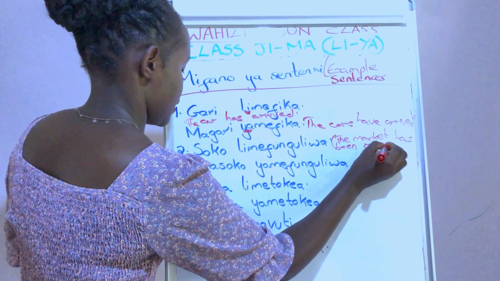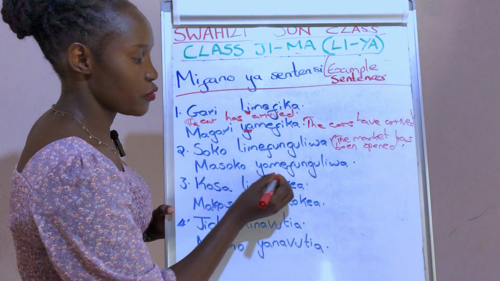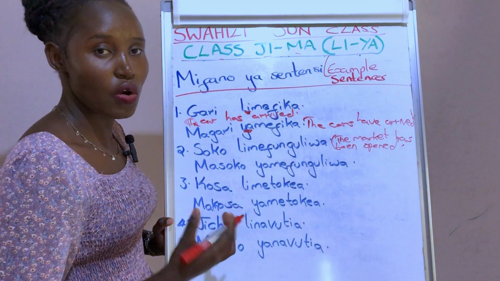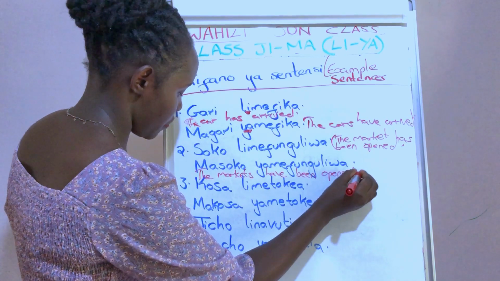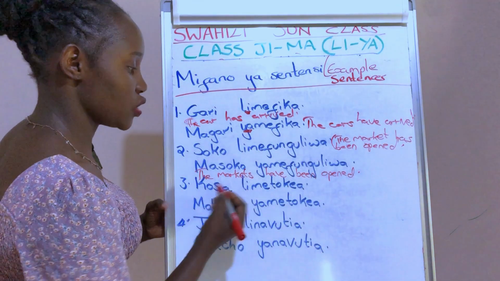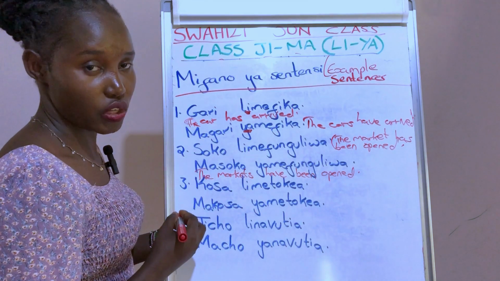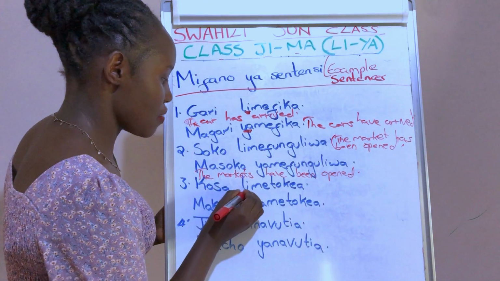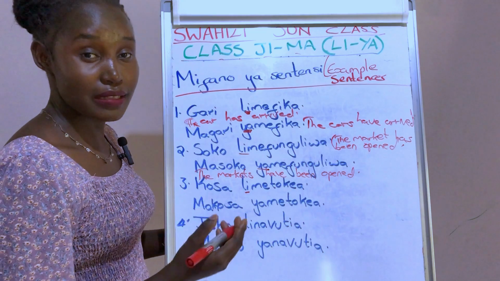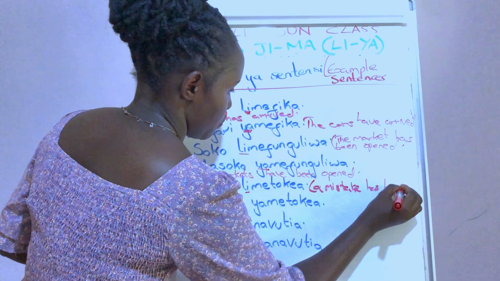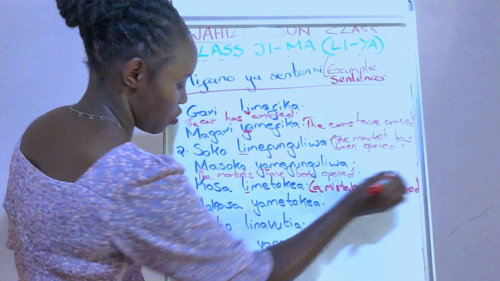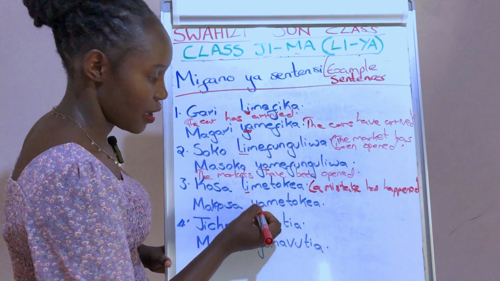In plural we say masoko yamefunguliwa. The markets have been opened. Our example 3 we have kosa limetokea. This means a mistake has happened. In plural we say makosa yametokea.